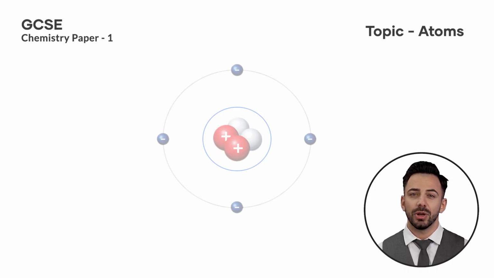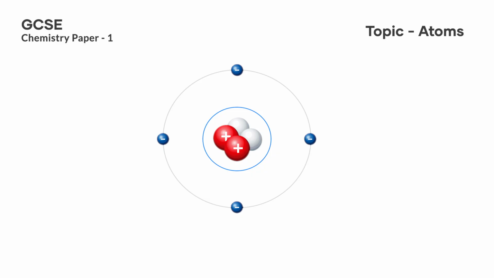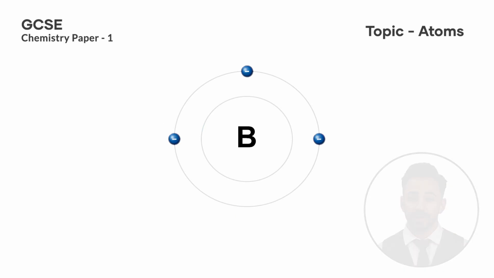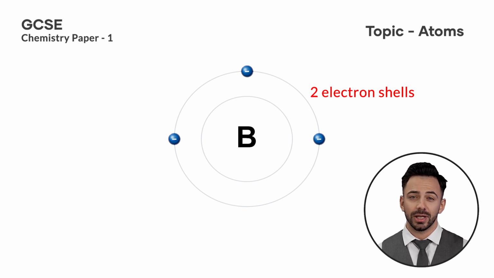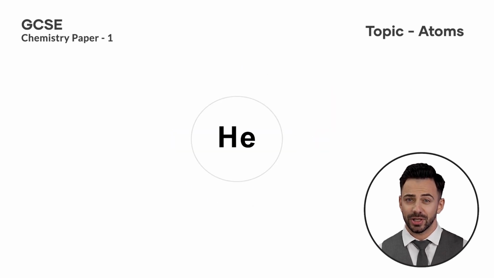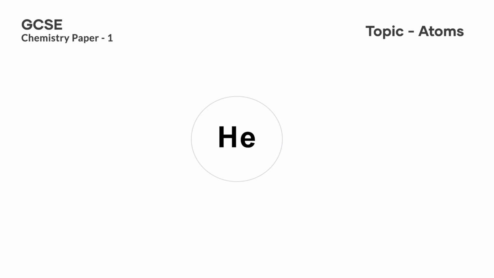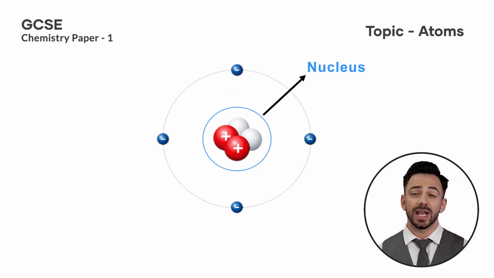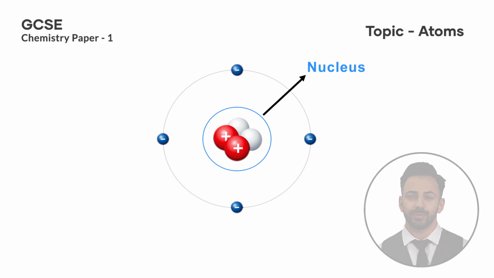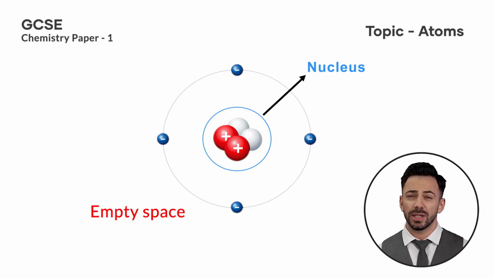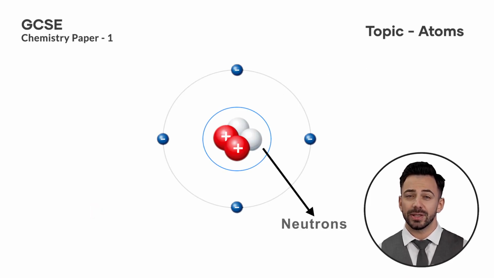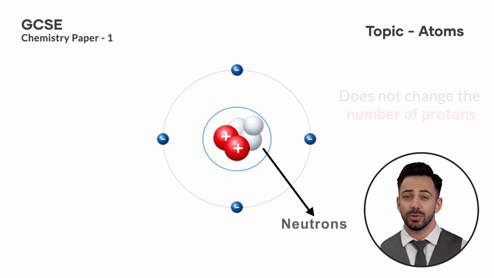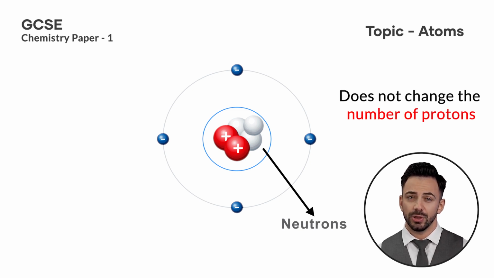Going back to structure, where are protons and neutrons always found? They are always found in the nucleus. How many electron shells does a boron atom have? Boron has 2 electron shells. And how many electrons does a neutral helium atom have? It has 2 electrons, the same as its number of protons. Although atoms contain particles, most of the atom is actually empty. So, what makes up most of the atom's volume? The answer is empty space. Finally, let's think about neutrons. Why doesn't adding a neutron change the element? Because adding a neutron does not change the number of protons, and the number of protons defines the element.